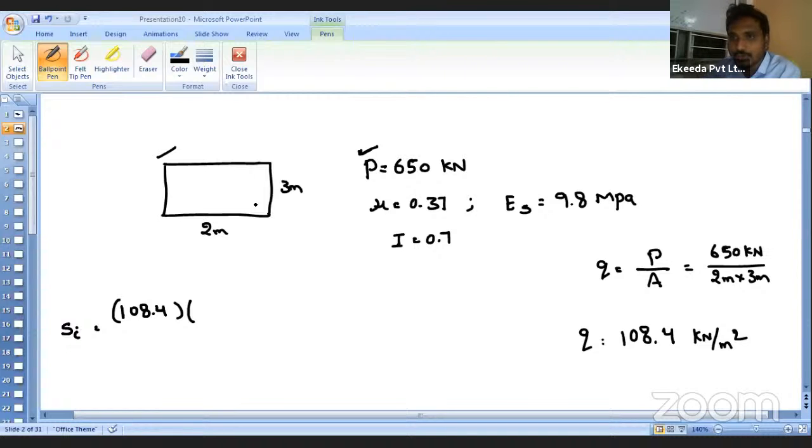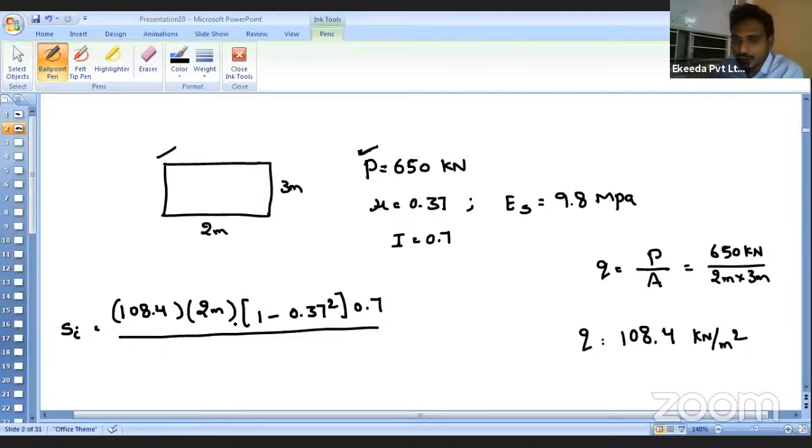So always you have to take the smaller dimension, that is nothing but 2 meters. Here I'm substituting every unit in terms of kilonewtons and meters. So into 1 minus mu square: 1 minus Poisson's ratio, given as 0.37, square, into influence factor, given as 0.7, divided by Young's modulus of the soil. Let us convert this 9.8 megapascal into kilonewton per meter square.